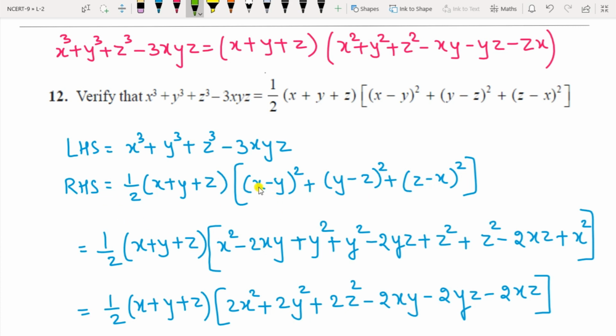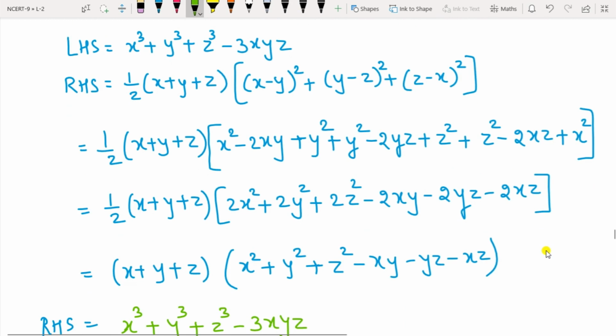Now for the second bracket, x minus y the whole square, its expansion is x square minus 2xy plus y square. This is a minus b the whole square. So for all these, write these expansions here. Now you can see here it is 2 times x square, 2 times y square and 2 times z square. So it is 2x square plus 2y square plus 2z square, and the remaining terms, that is minus 2xy, minus 2yz, minus 2xz. Take out 2 common, and it will get divided by the half.